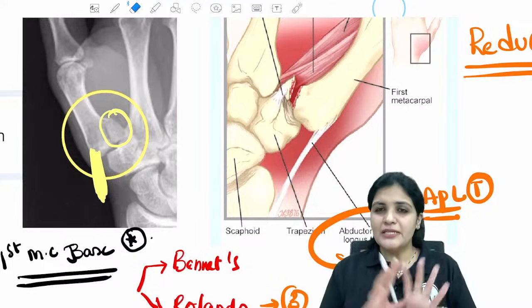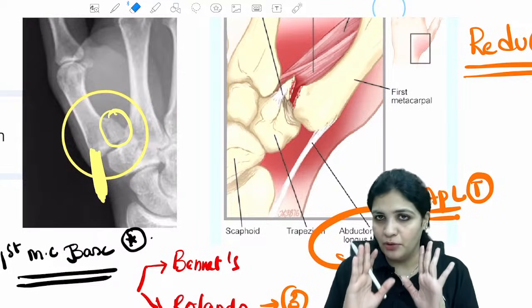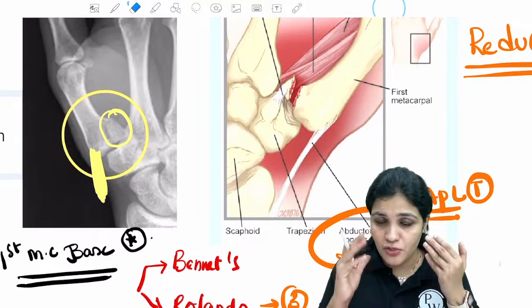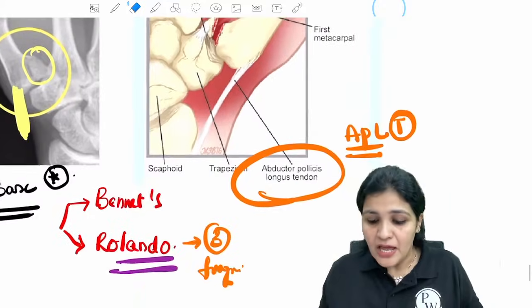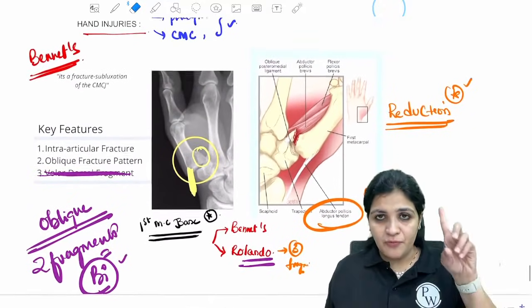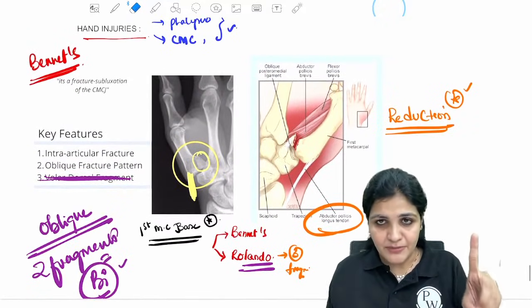APL tendon. So this is very, very important whenever you're trying to talk about the Bennett's fracture. This is what you have to write in the exam, right? So 3 points. First of all, it is a fracture subluxation of the CMC joint.